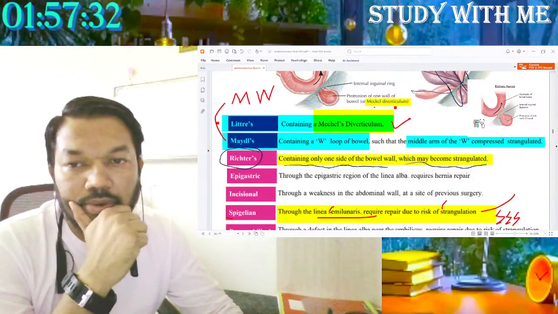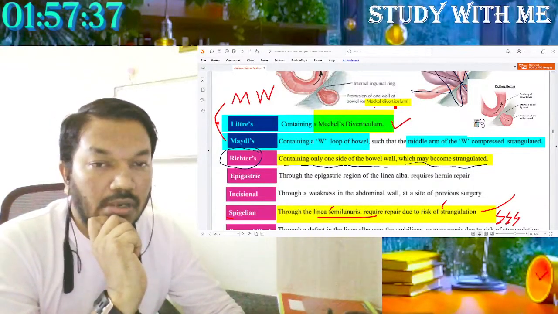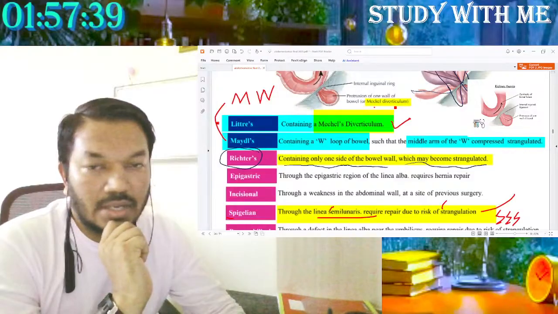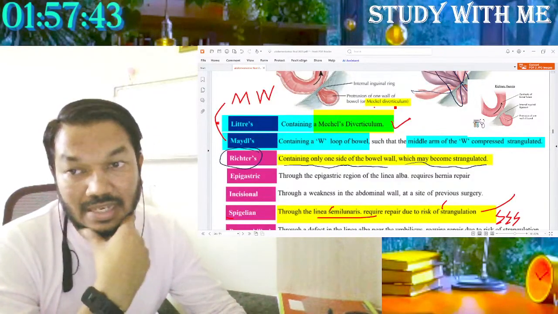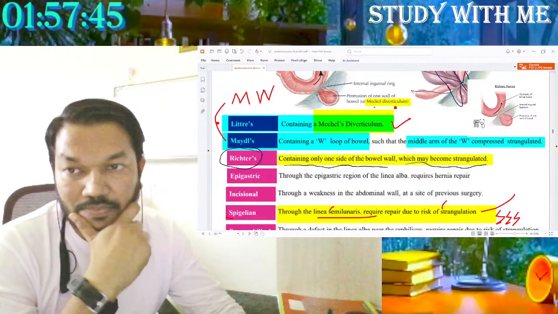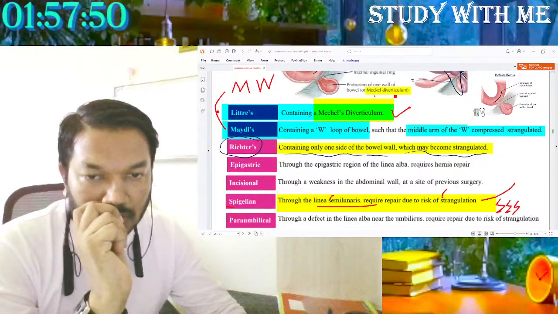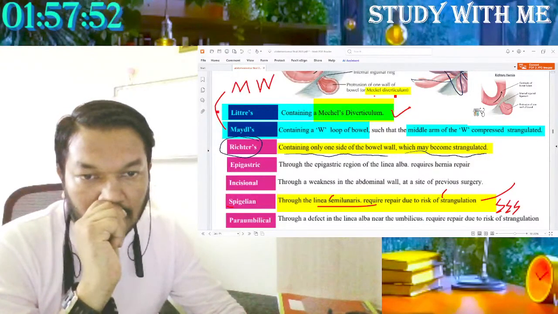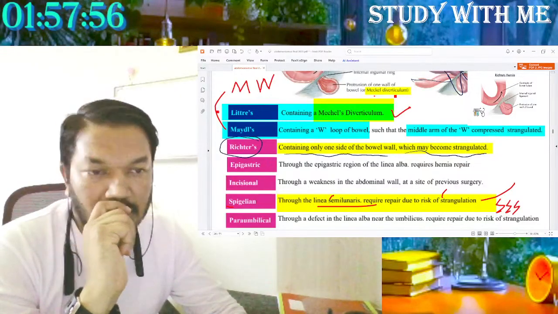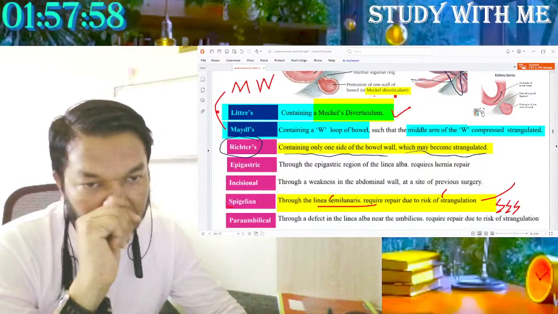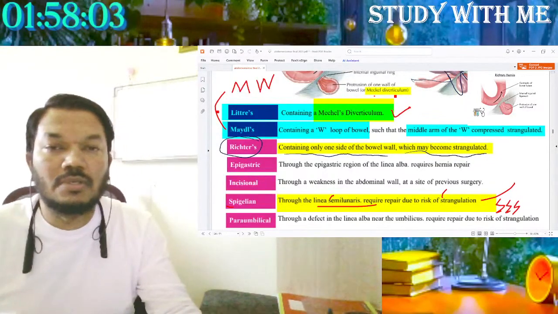If they contain only one side of the bowel wall, which may become strangulated, it will be called Richter's hernia. And Spigelian through the linea semilunaris requires repair due to the risk of strangulation. It is called Spigelian. These three types of hernia you need to remember. One is Littre's hernia, most common.